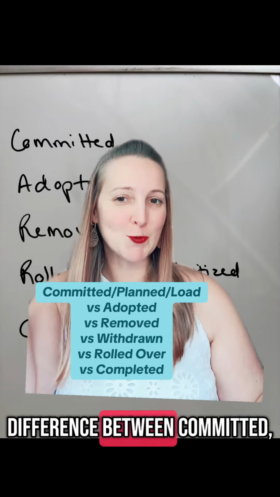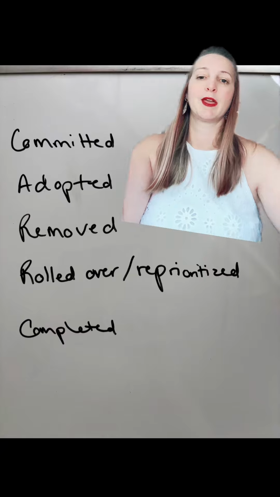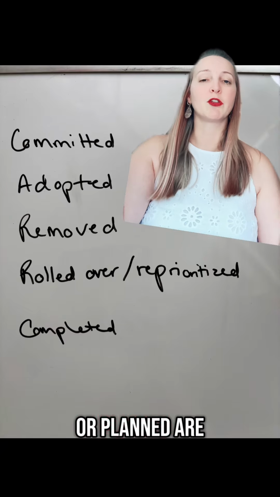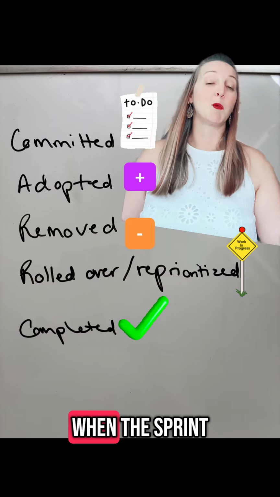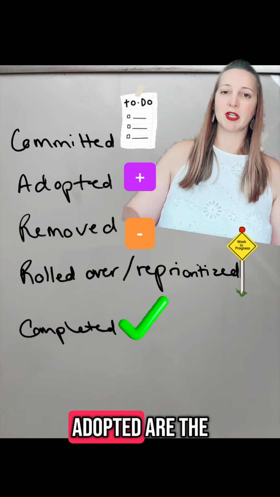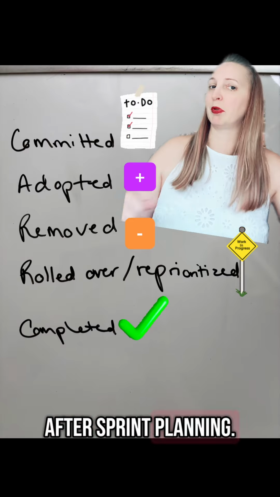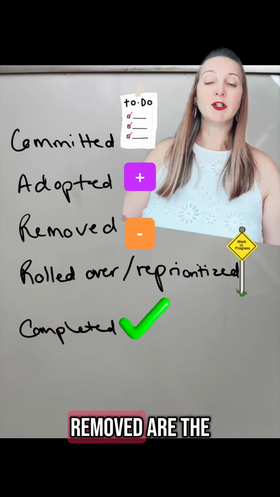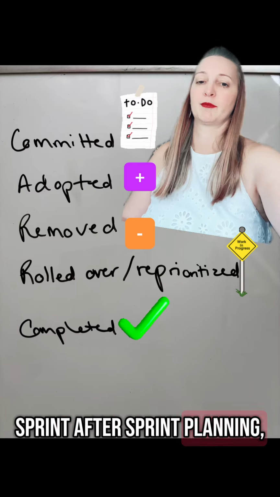What is the difference between committed, adopted, removed, rolled over, and completed? Committed or planned are the user stories that we commit to during sprint planning. When the sprint started, these are the things we knew about. Adopted are the things that we brought into our sprint and committed to after sprint planning. Removed are the items that we removed from the sprint after sprint planning.